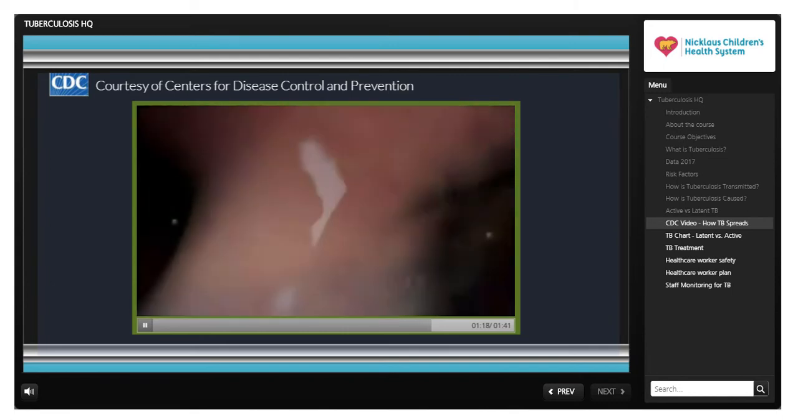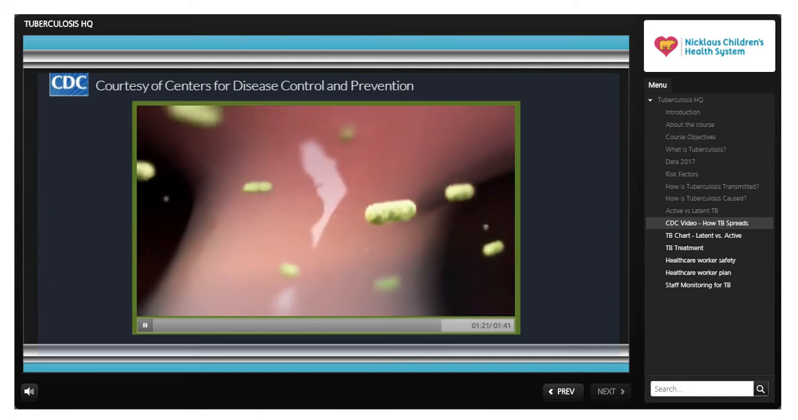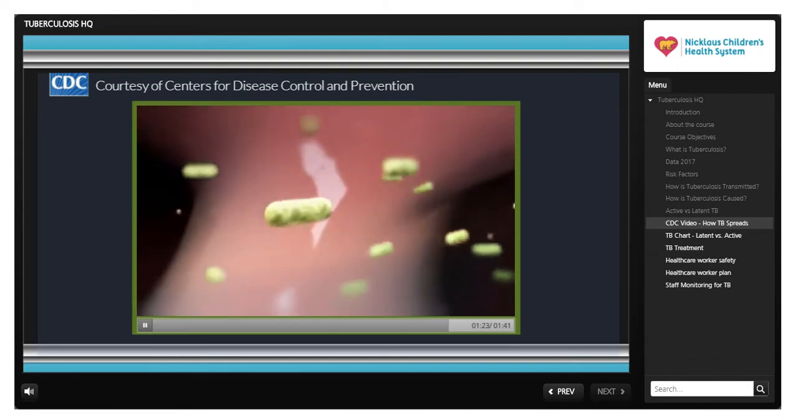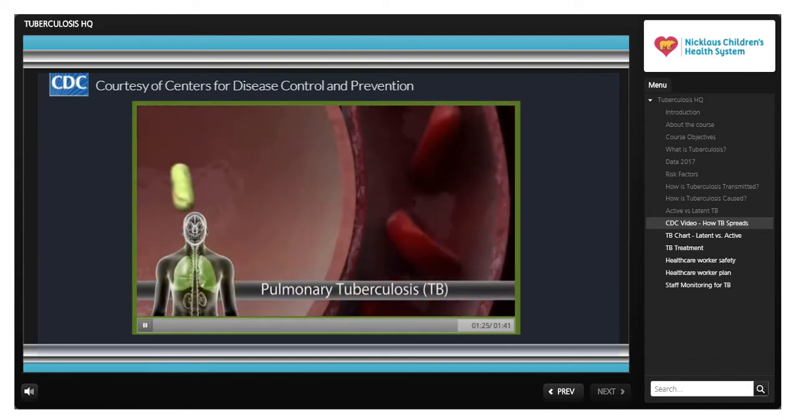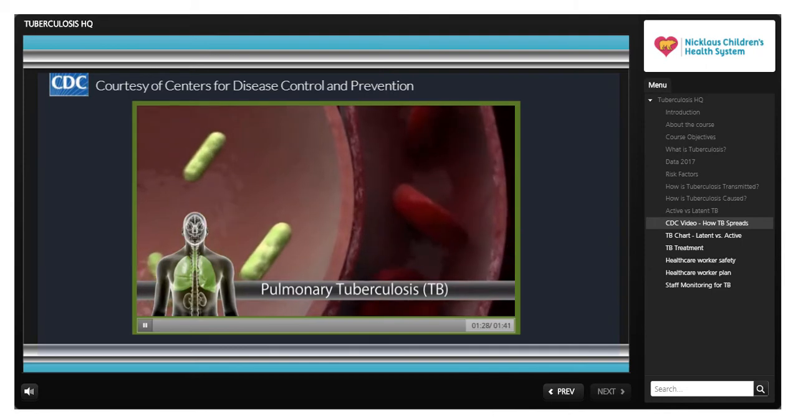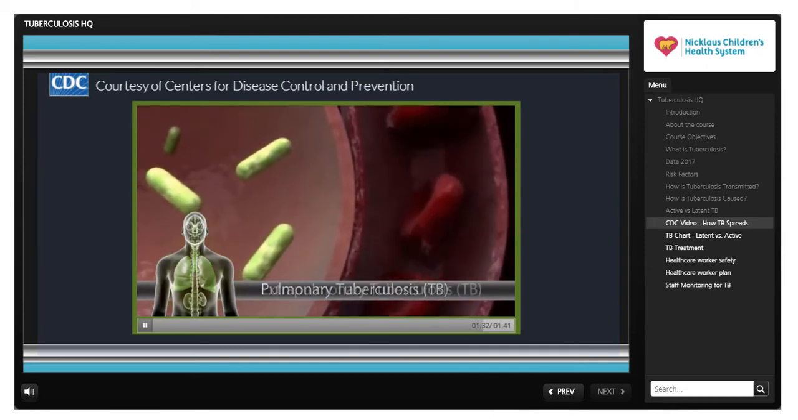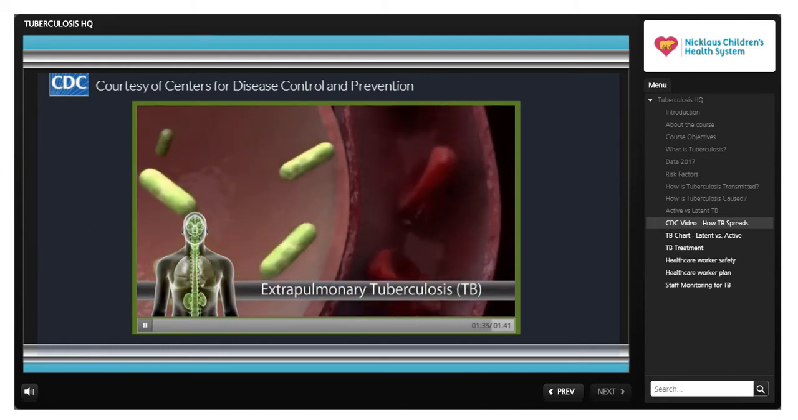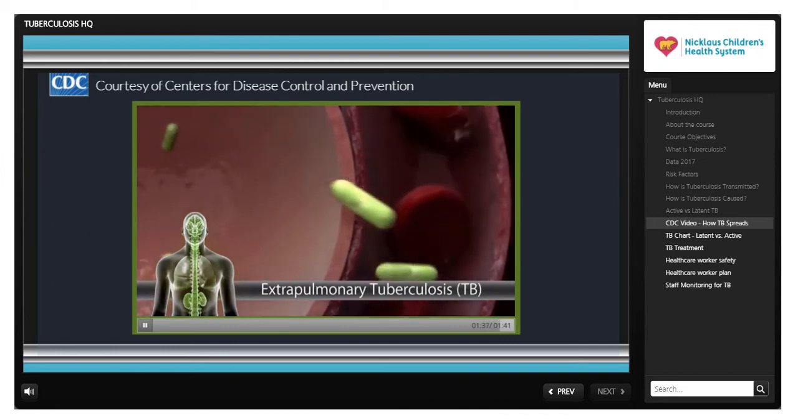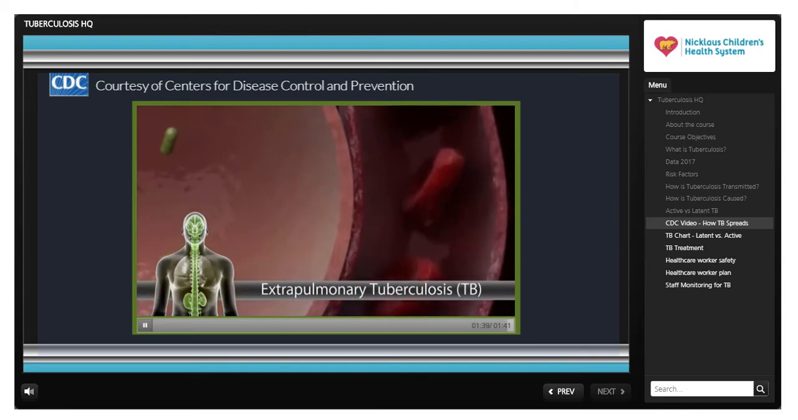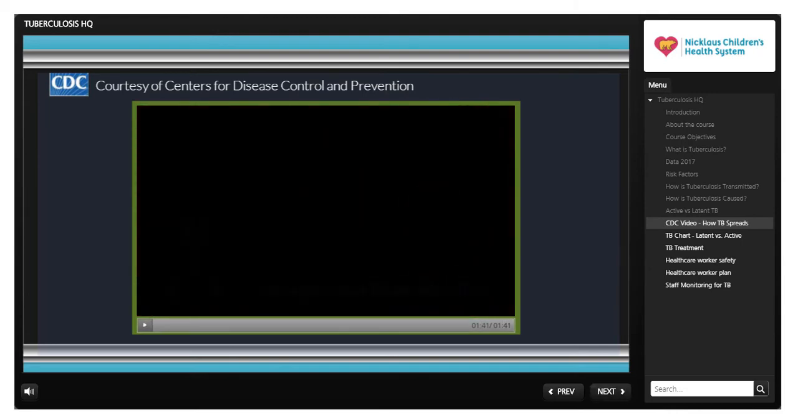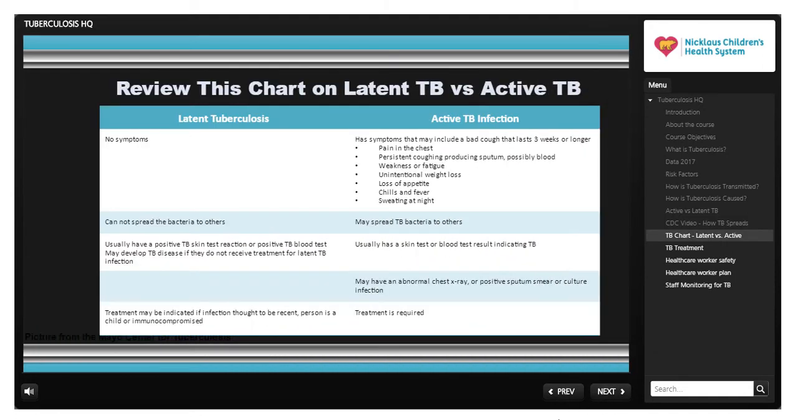This progression can occur immediately after infection, many years later, or not at all. When the TB escapes from the granuloma and begins destroying a person's lungs, it's called pulmonary TB. TB bacteria can also enter the bloodstream and travel to other parts of the body, causing extrapulmonary TB. Review this chart on latent TB versus active TB.